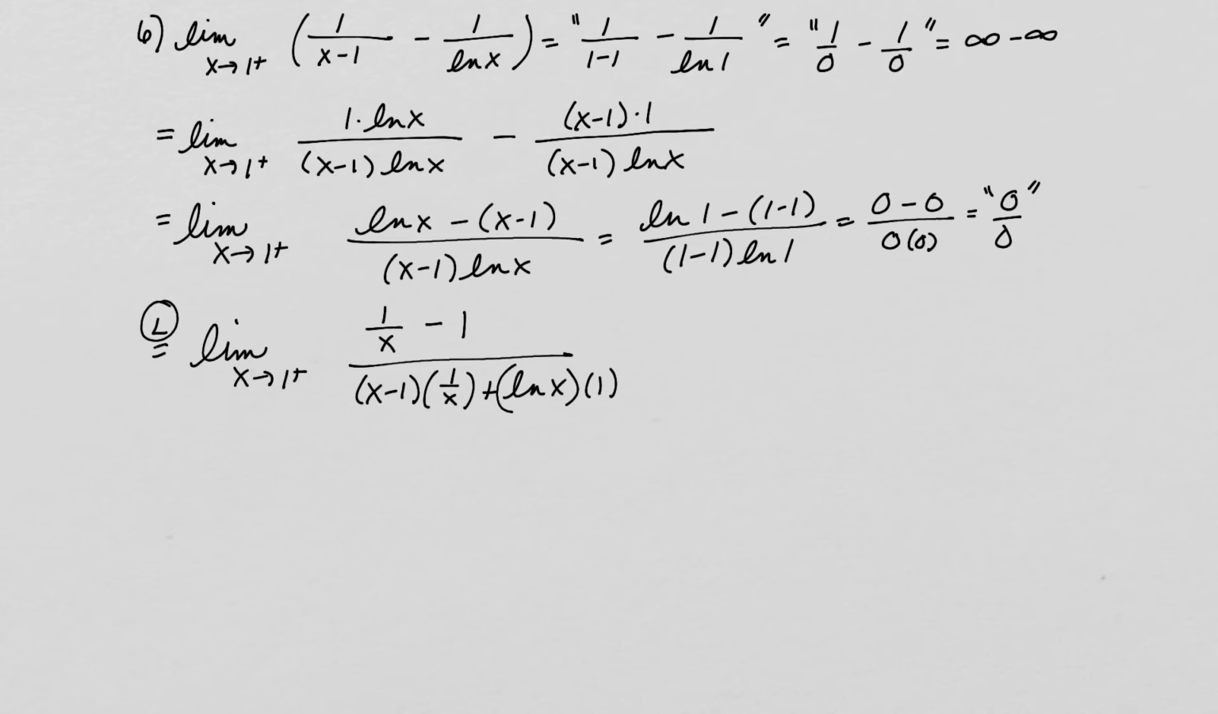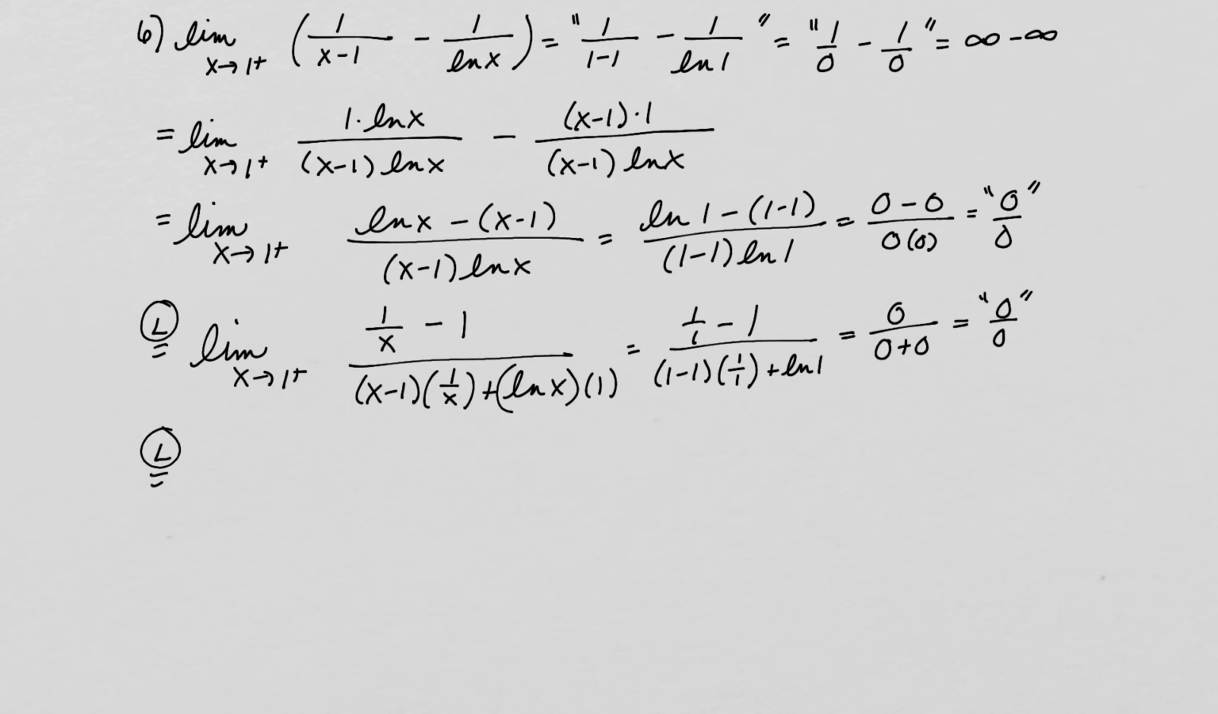And so if I plug in now, we end up with 1 over 1 minus 1, divided by 1 minus 1 times 1 over 1 plus the natural log of 1. And so again, we're going to end up with 0 on the top, 0 plus 0 on the bottom, so we're back at 0 over 0. So I have to do L'Hopital's rule again.